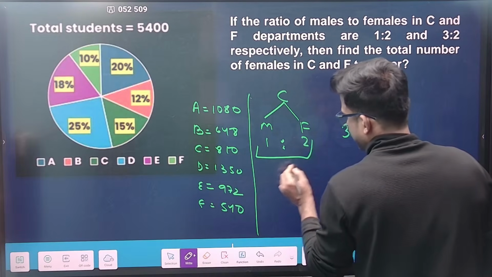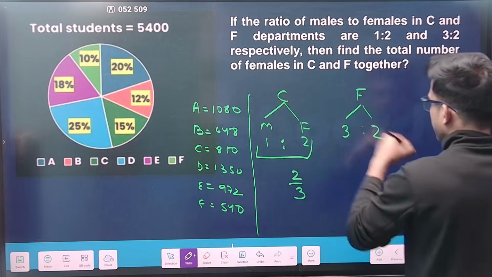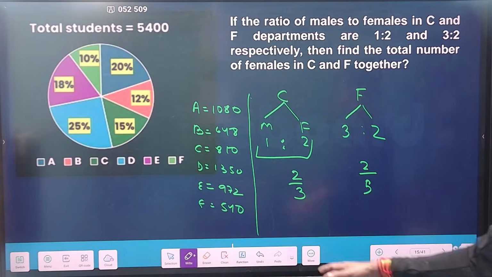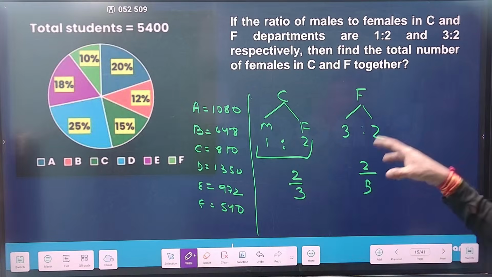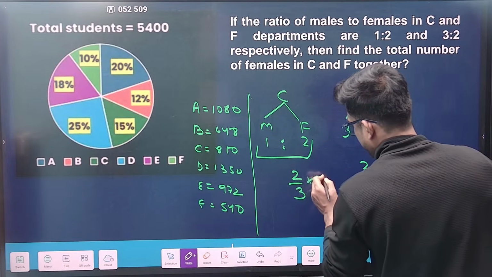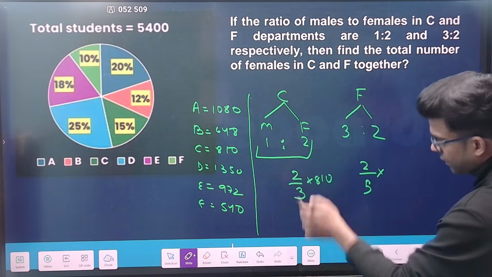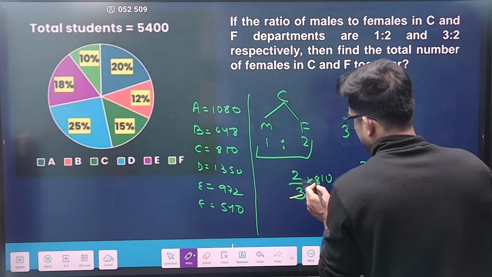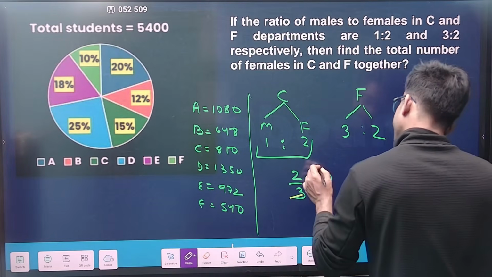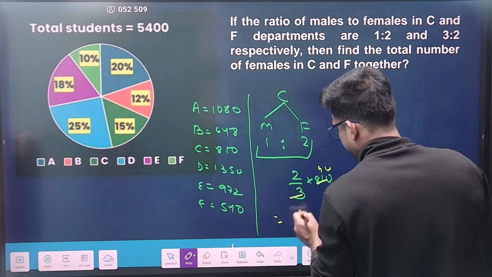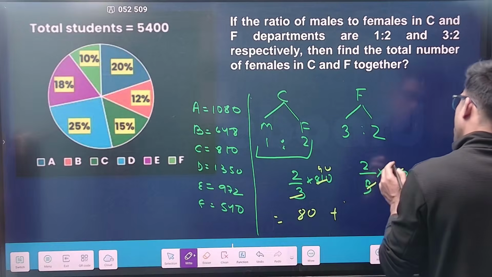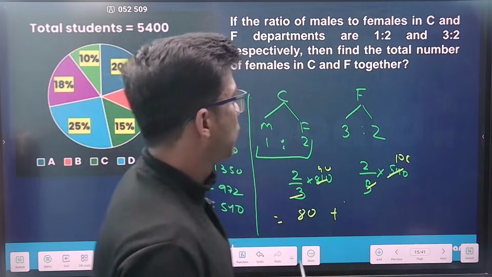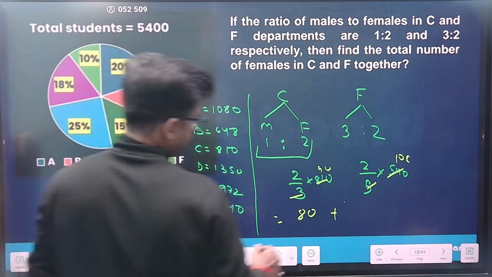Total females in this group is how much? 2/3. Total females in this group is what? 2/5. Is it true or not? In terms of ratio. But for C, the total students is 1,080 multiplied with it, and here the total aspirants in F is 540. So we can cancel it out. 3, 4s are 40, this would be 80, and this would give you 216.